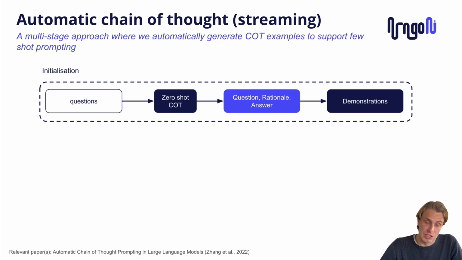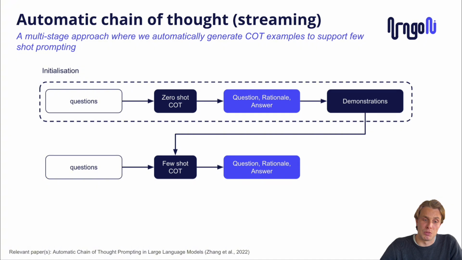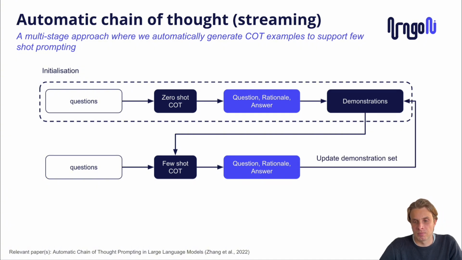Then, once this initialization phase is done, we can actually perform few-shot chain of thought. We take the questions again, and we take the demonstrations from before, and we inject these to now support few-shot examples for our chain of thought. We get now from this process a question, a rationale, and an answer again. And in the streaming sense, we can update our demonstration set to now include these values that we have just created. Or in the sense that we are providing this to a user, we take the answer from that chain of thought and we provide it to the user.